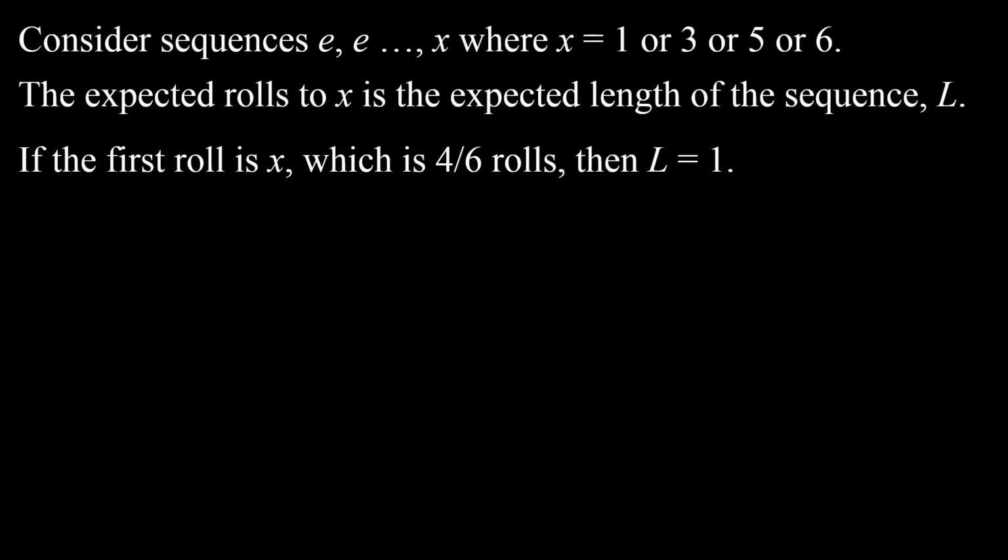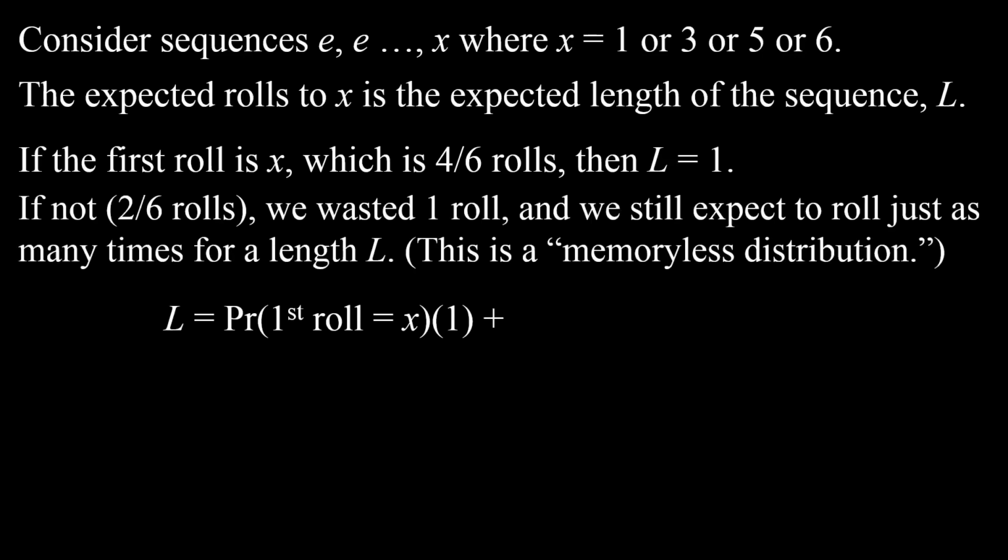After we have wasted the first roll, we're still going to expect a length of L to get our sequence to terminate. So this will be the second half of the expectation. Now we can substitute in the probabilities that the first roll is X, that'll be 4 out of 6 possibilities, and the probability that the first roll is not X, which will be 2 out of the 6 possibilities, which is 2 over 4. So we now have an equation for L.